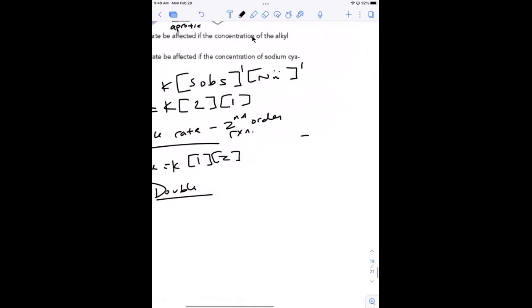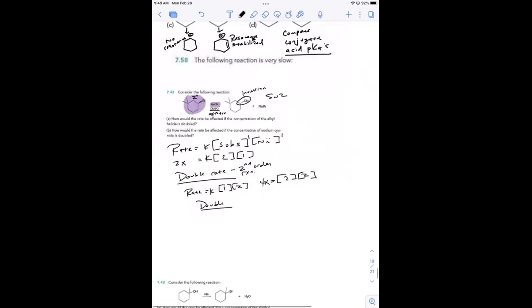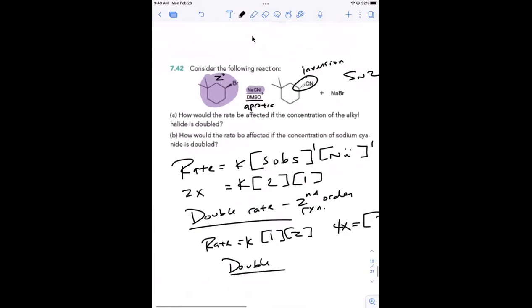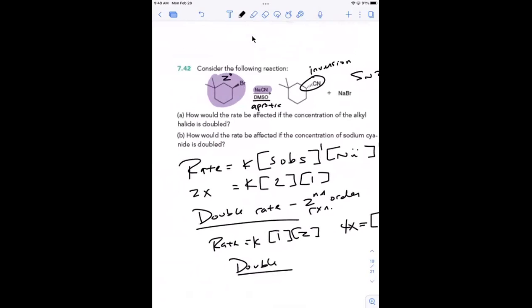What if I double them both? Quadruple. A 4 times increase, right? If I triple them both, it'd be a 9 times increase, and so on and so forth. All right, so we know that it's SN2 based on all the clues that are given. You've got inversion of stereochemistry, an aprotic solvent, a secondary substrate, a good leaving group, and a good nucleophile as well.